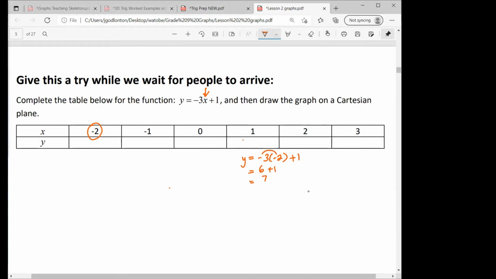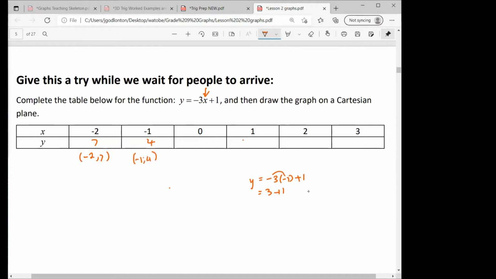So when Canva wrote in the comments -2 and 7, that's why it was a positive 7. Great, I see we've got some other answers coming in. Nice. Okay, so let's have a look at what our next one would be. Now we have y, which is -3 times -1 plus 1. And this -3 times -1 becomes +3 plus 1. And we get an answer of 4. So we're going to have -1 and 4.